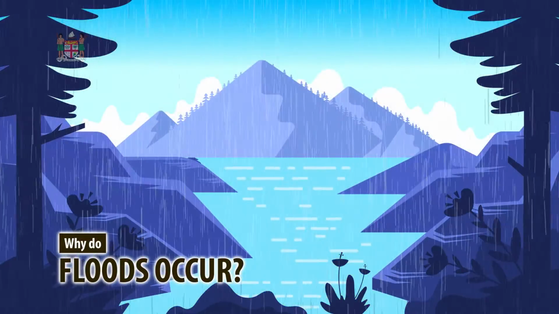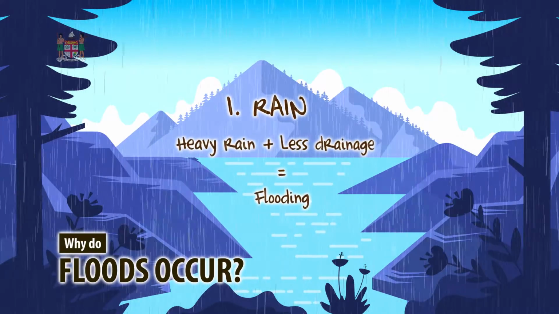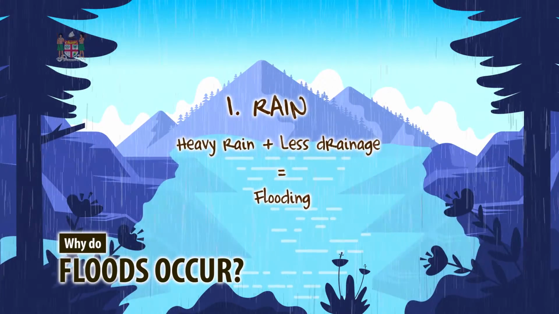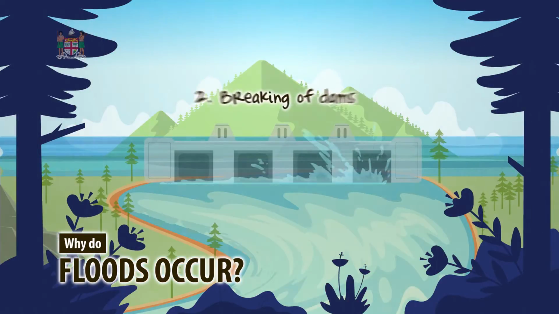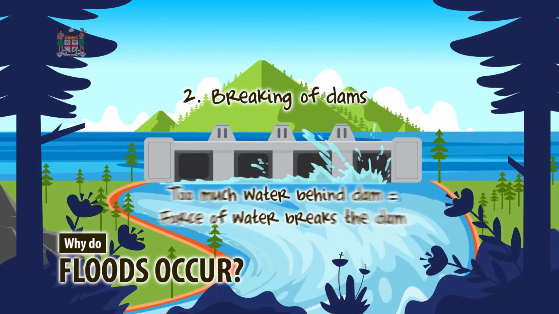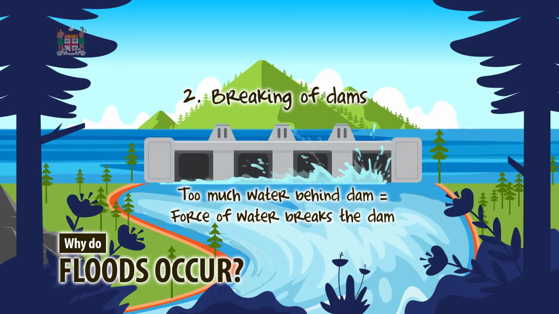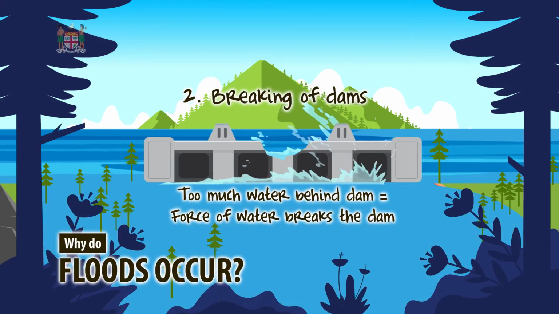Why do floods occur? Let's explore the main reasons, starting with rain. Whenever it rains heavily and there is less drainage, flooding occurs. Breaking of dams also cause flooding. When there's too much water behind a dam, the force of water breaks it, causing overflowing of water, which results in flooding.